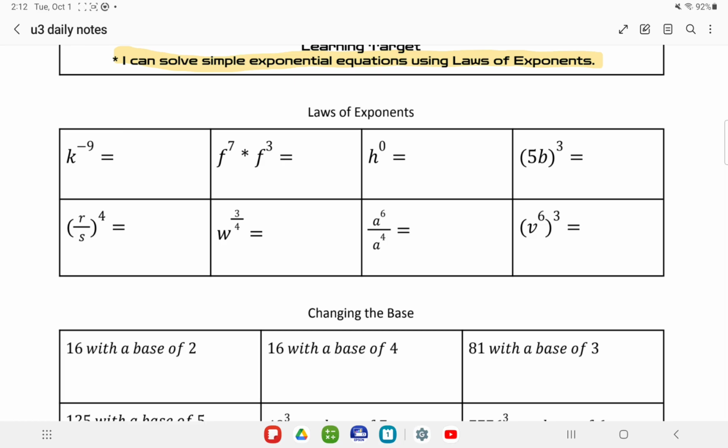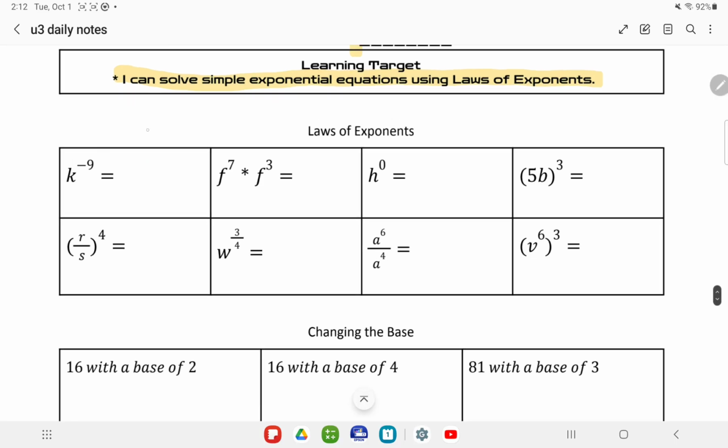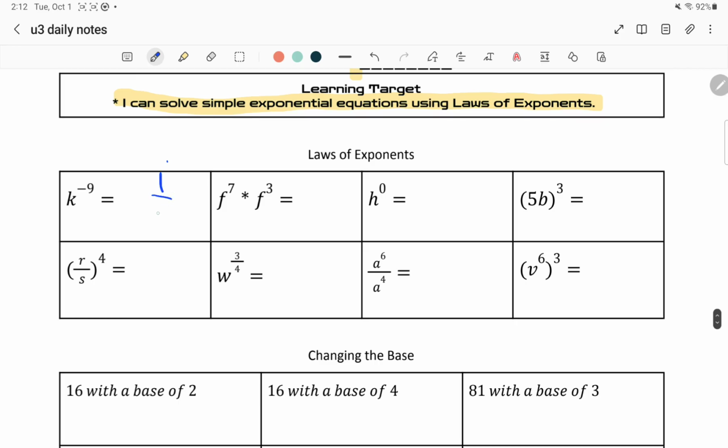So in this first one, I have k to the negative 9th power. This is going to be the negative rule on your half sheet that you should have in front of you. When we have a negative exponent, that is the same as 1 over that base and exponent, but now positive. So k to the negative 9th is the same as 1 over k to the 9th.